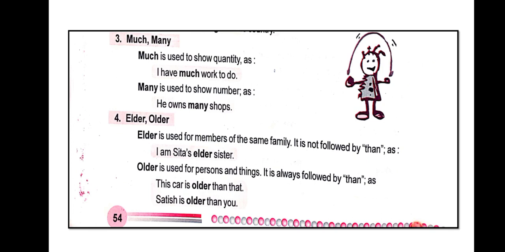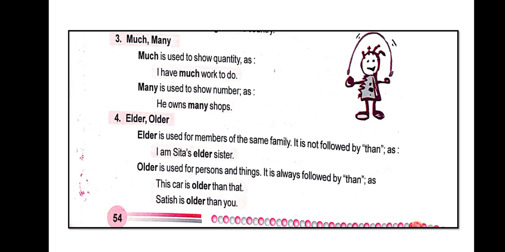Number 4, elder, older. Elder is used for members of the same family. It is not followed by than. We are using it for our own family, means for the same family. For an example, I am Sita's elder sister.